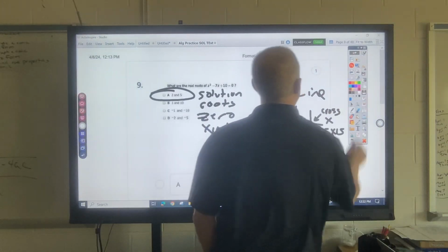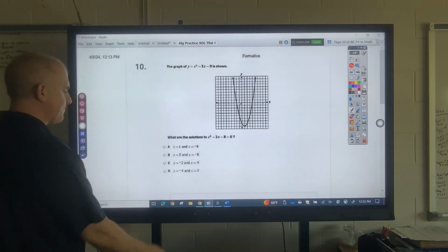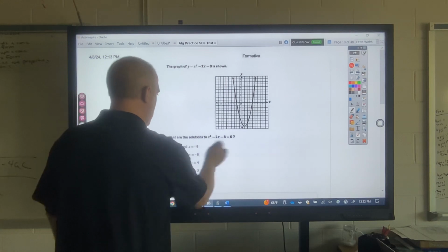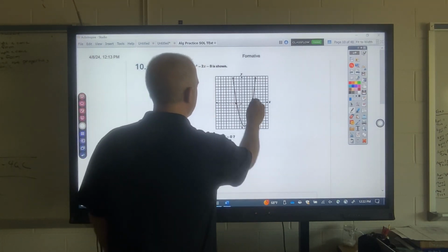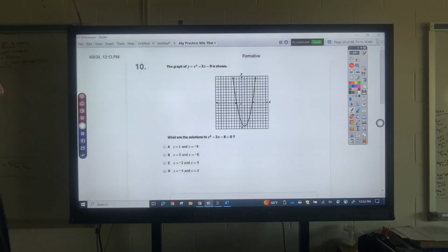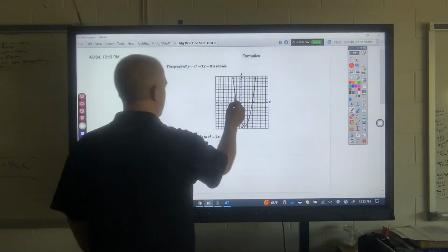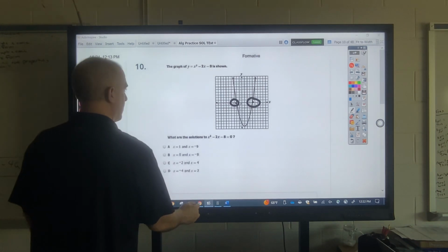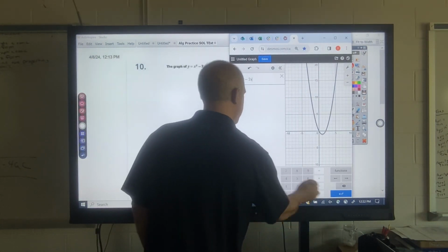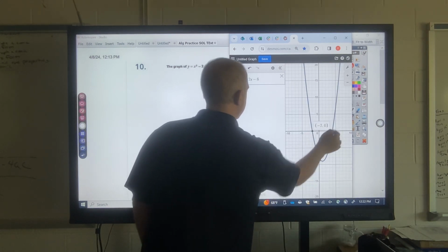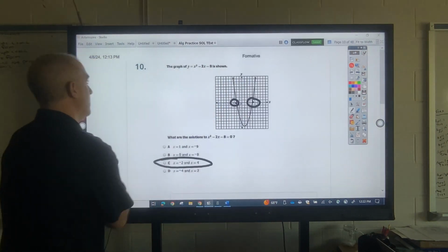Going to question 10. You can either look at that or they gave you the equation. That's at negative 2. That's at 4, I believe. This is the only part we care about. Now, if I type that in, once again, I don't need a pencil to do this. Negative 2 and 4. That's the answer.